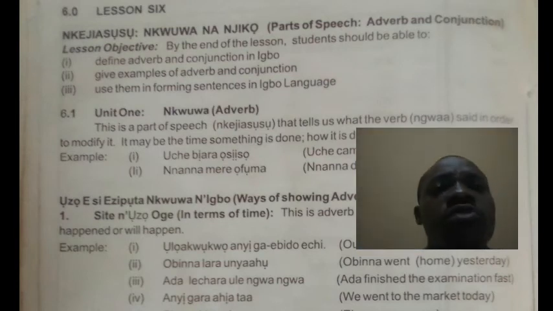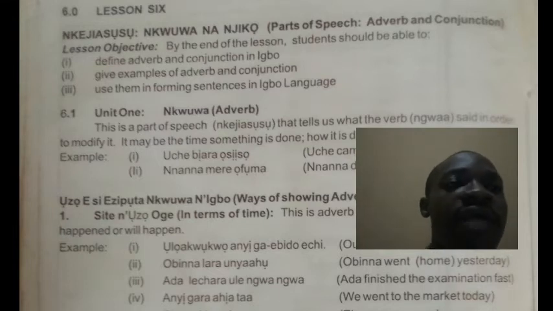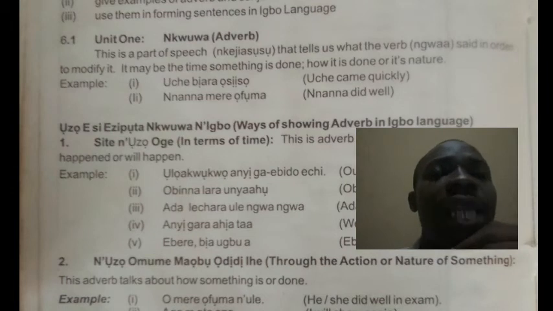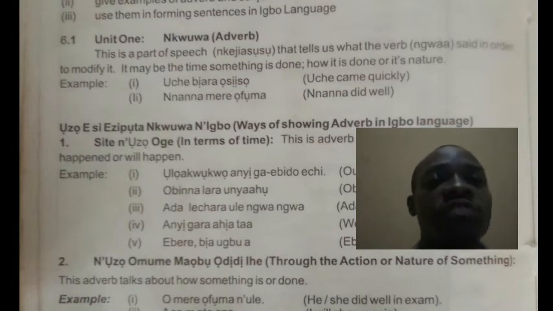Now we'll be continuing with Igbo nkeji asụsụ, that is nkwuwa na njikọ, that is parts of speech, adverb and conjunction. That's what we'll be talking about. Parts of speech, adverb and conjunction in Igbo language. Now let's begin with nkwuwa, which is adverb. Adverb in English is called nkwuwa in Igbo. Now this is a part of speech. Nkeji asụsụ. So parts of speech is nkeji asụsụ in Igbo.